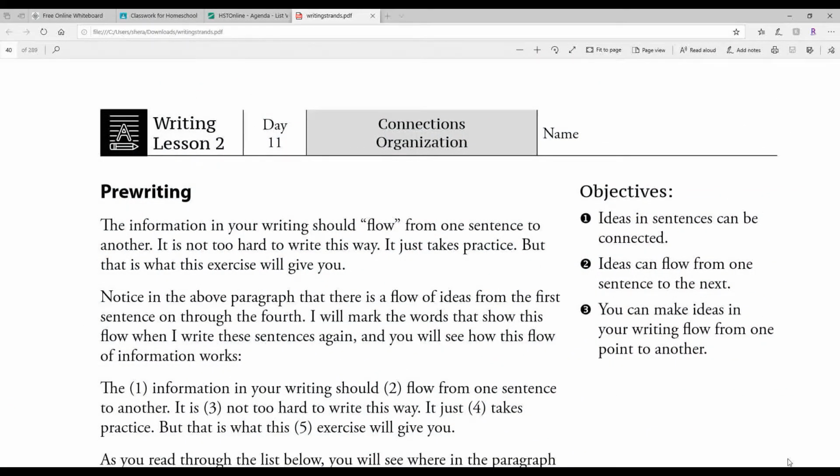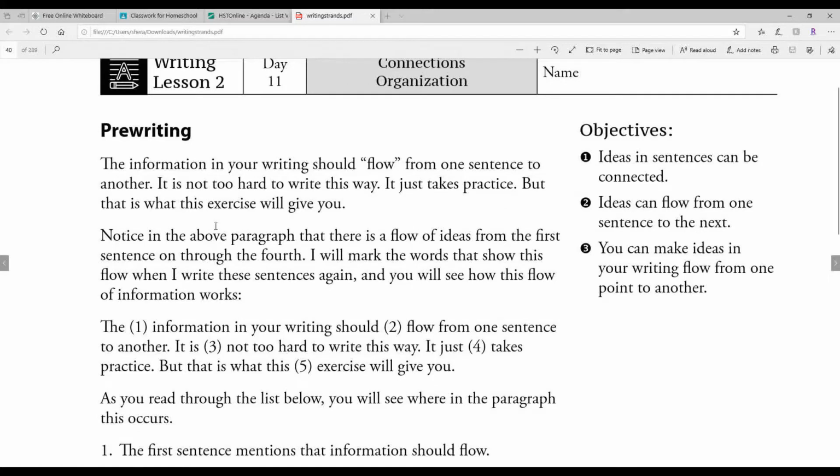And good morning. We're going to go ahead and start a brand new week in our writing strands. Last week we did a reading week. This week will be a writing week. So this week we're going to talk about connections and organization in our writing. We're going to start out by talking about pre-writing, but first I want you to see these objectives. It kind of gives you an idea of what we're going to learn, talk about, or do.